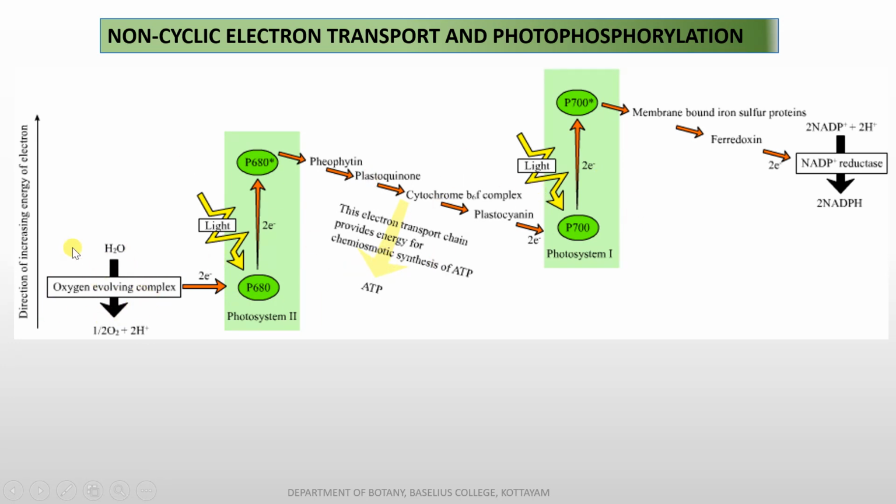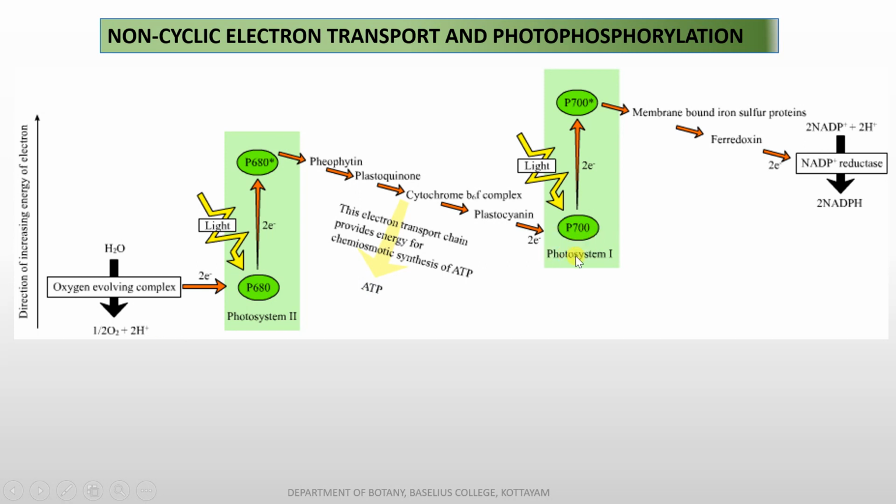All these processes are parts of non-cyclic electron transport, and all of them take place simultaneously inside the thylakoid membrane. But for better understanding, I am explaining this whole process as three different phases. The first phase is movement of electron from PS1 to NADP+. The second phase is movement of electron from PS2 to PS1. The third phase is photolysis of water. So let's learn what happens in these three phases.